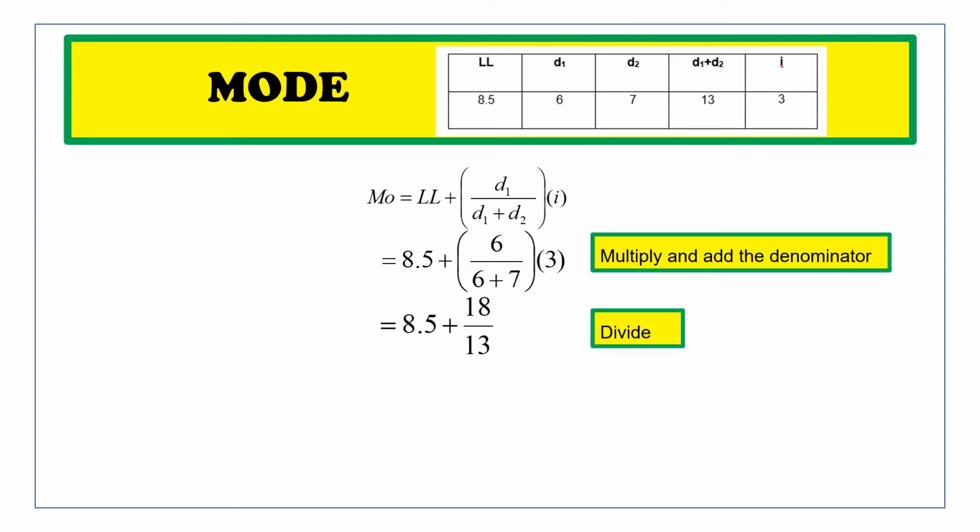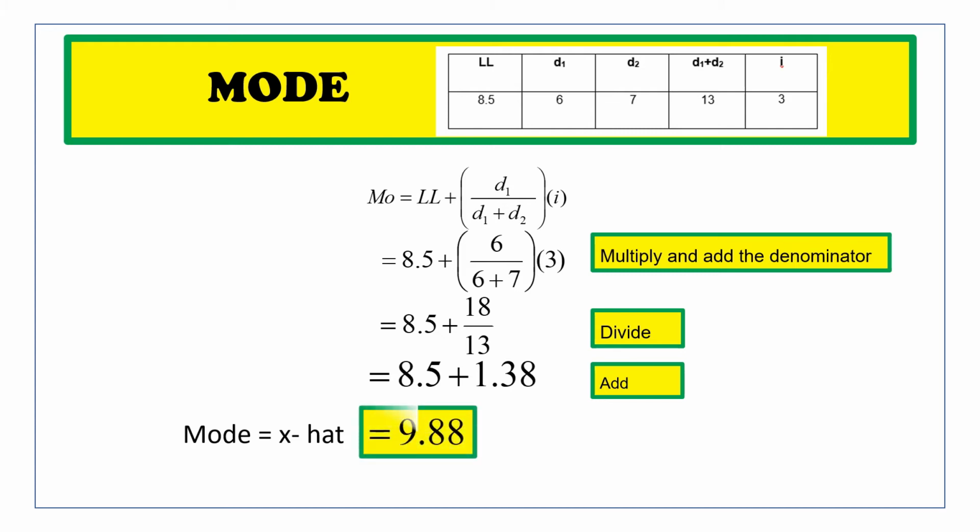So we divide 18 by 13. The result is 1 and 38 hundredths. Then we add it to 8 and 5 tenths. So we have the mode, which is represented as x hat, is equal to 9 and 88 hundredths.